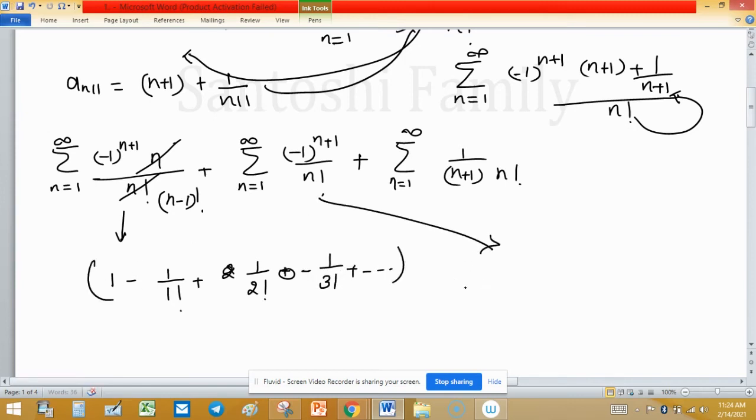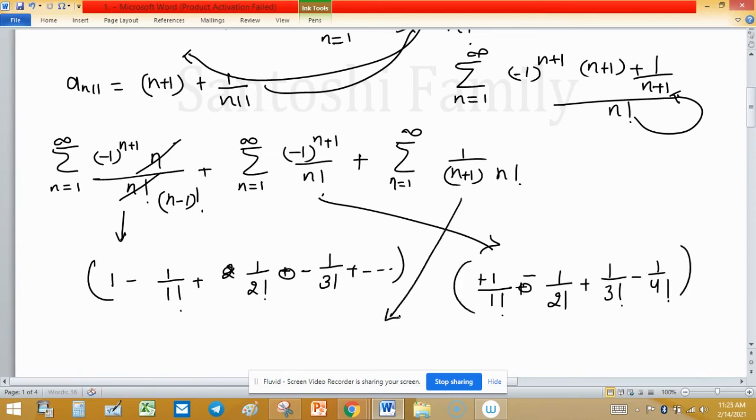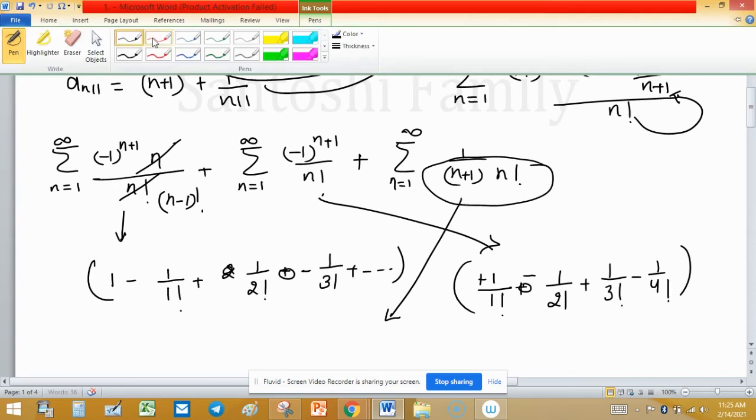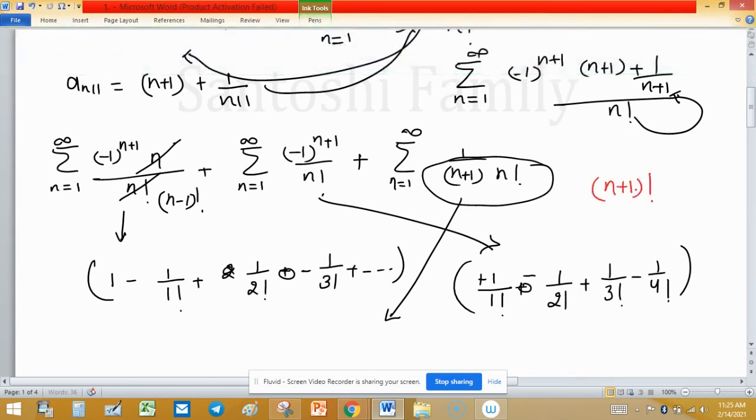Now for this one, minus 1 upon 1 factorial plus 1 upon 2 factorial, first term will be positive and second term will be negative, plus 1 upon 3 factorial minus 1 upon 4 factorial, and this one will be, when n equal to 1, or you can observe what is this. This is nothing but n plus 1 factorial.